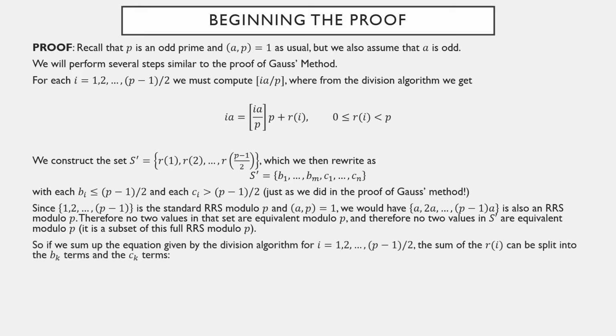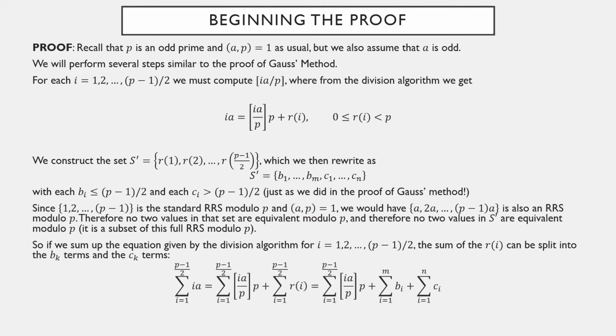So if we were to sum up the equation given by the division algorithm, for each I going from 1 to (P minus 1)/2, I'm going to sum up the left, but I'm also going to sum up this thing on the right. Then the remainders can be split up into the big terms and the small terms. So on the left, we just sum IA as I goes from 1 to (P minus 1)/2. This term here, we're also summing up as I goes from 1 to (P minus 1)/2. Then the remainders get summed up as I goes from 1 to (P minus 1)/2. But these remainders just go through this set here. This is the set of remainders.